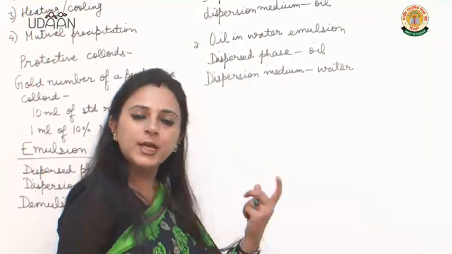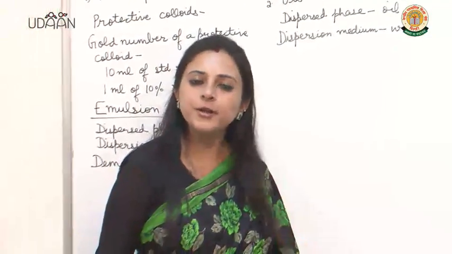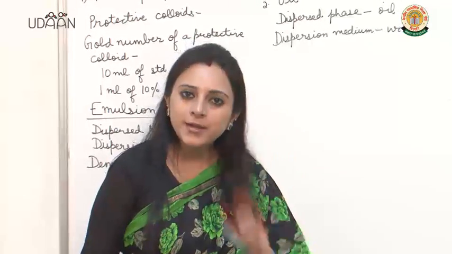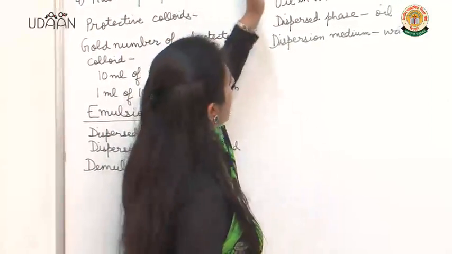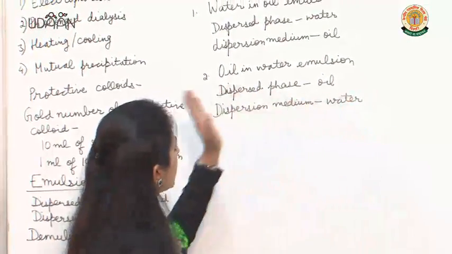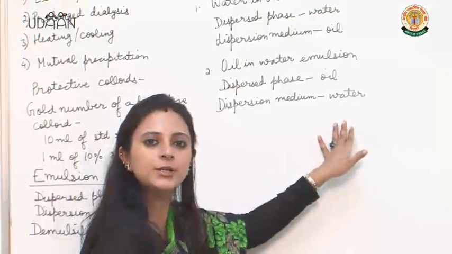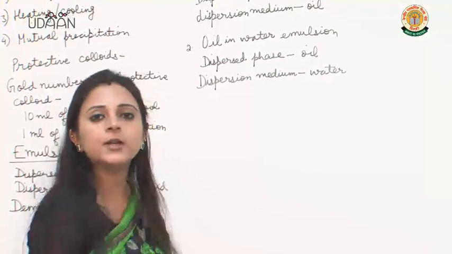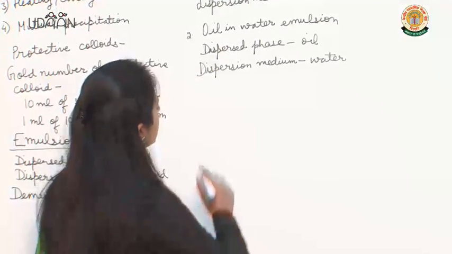Now for both types of emulsions we have to add different emulsifying agents. What are emulsifying agents? They stabilize an emulsion. So for stabilizing water in oil emulsion, different emulsifying agents are there, and for stabilizing oil in water emulsion, different emulsifying agents are used.